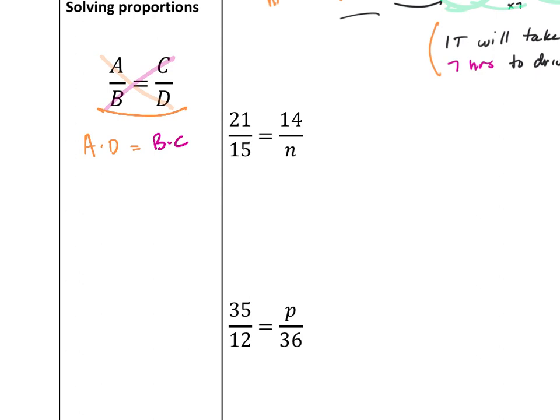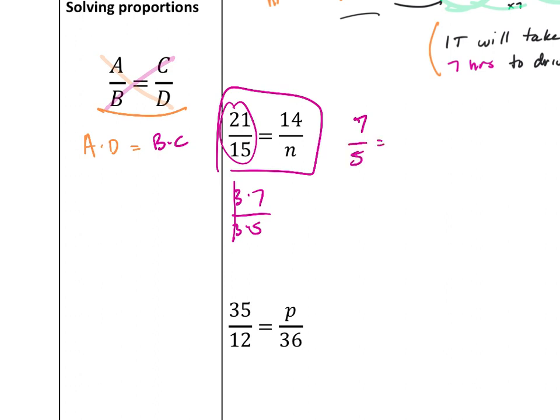So one way that I can solve this proportion, because that says they are equal, is I can first simplify this fraction, and that might make my life easier, right? And if I look at this, this is 3 times 7, this is 3 times 5, so the 3's factor out, and so I can rewrite this as 7 over 5 equals 14 over n.